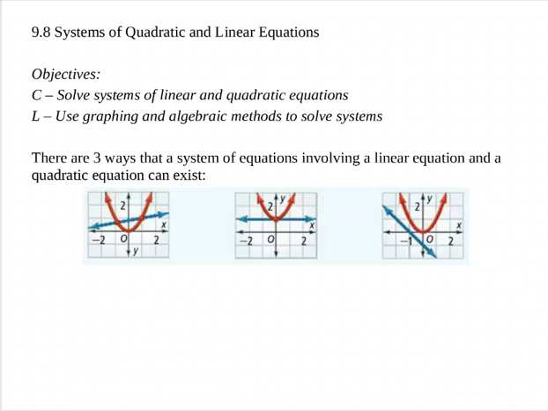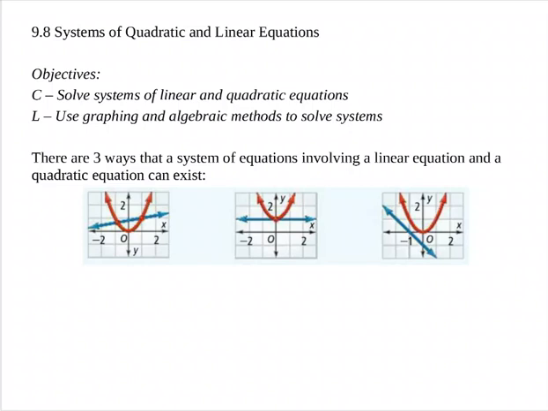Section 8 is systems of quadratic and linear equations. So back in chapter 6, we did systems of equations. Those were all lines. This section involves systems that are parabolas and lines. We could have really any equation and some other equation making two different graphs.